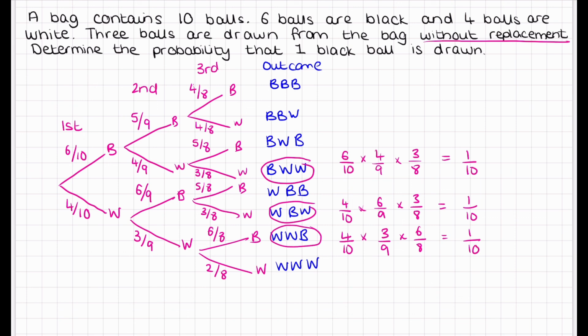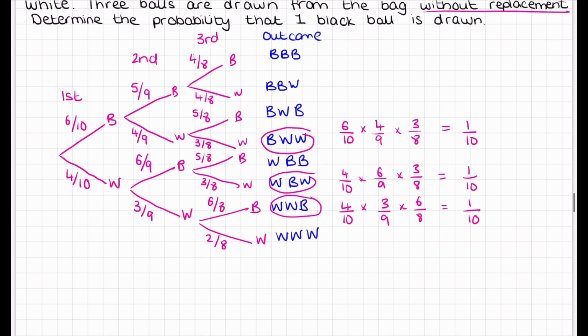So then to find out the final probability of having one black, we then add them. So when we're working down with our probabilities from a tree diagram, we always add. So we're 1 over 10 plus 1 over 10 plus 1 over 10, which equals 3 out of 10. And that is the end of this video on probabilities with diagrams.